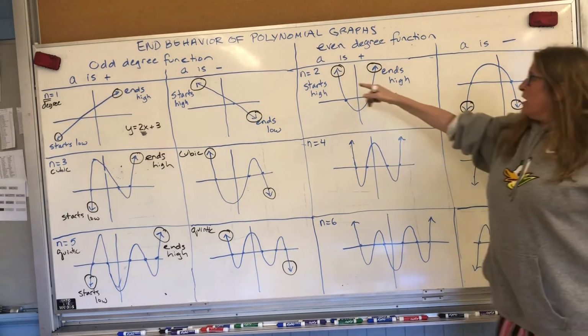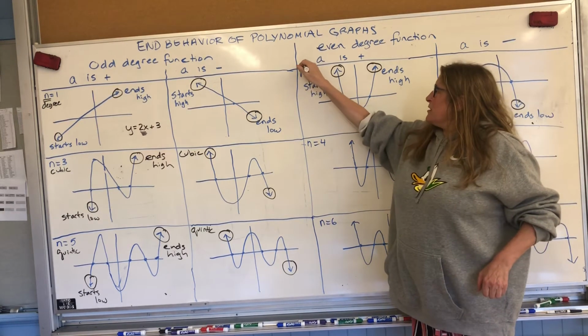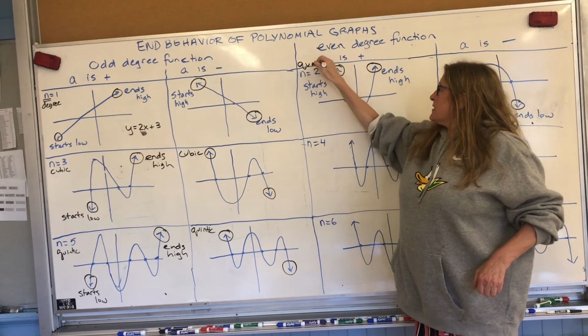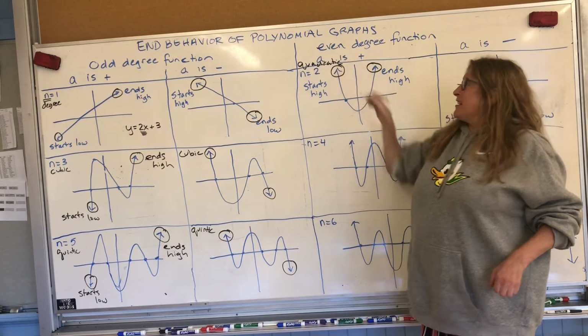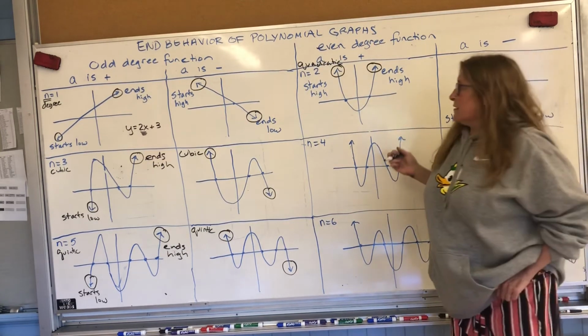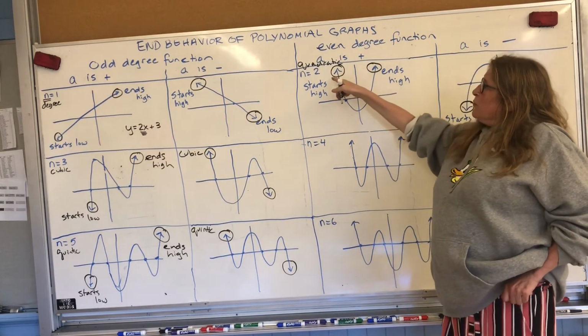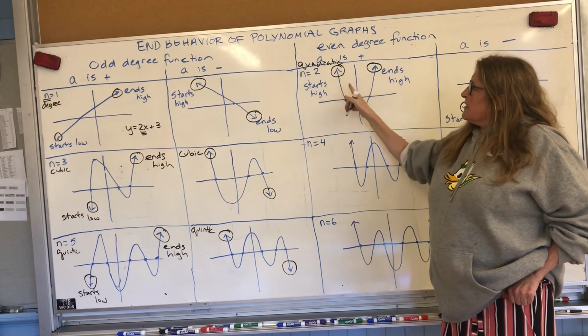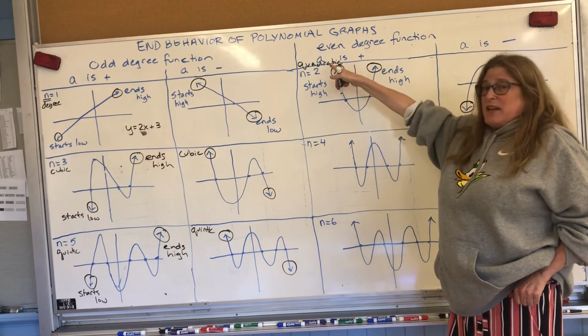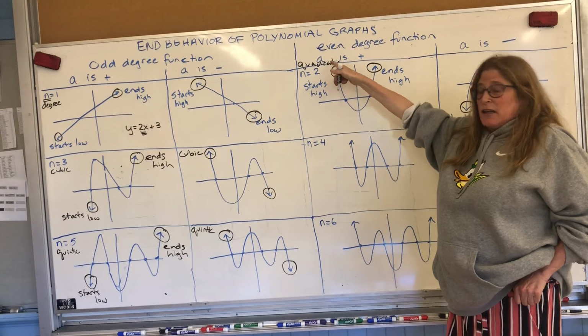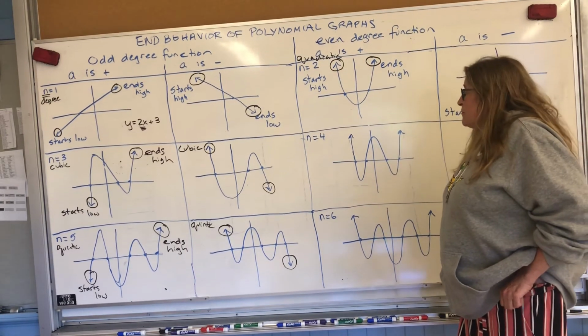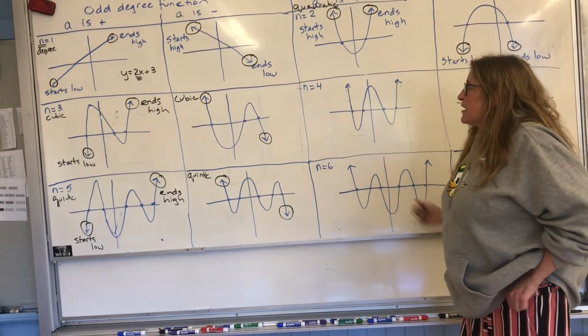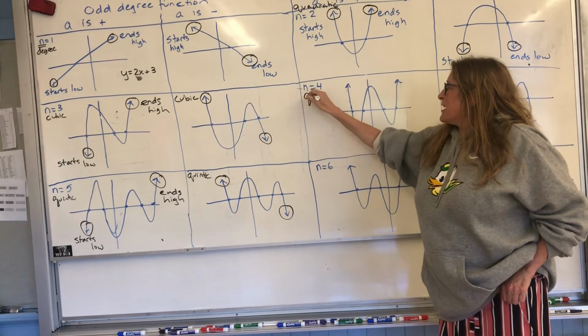So a parabola is a degree of 2. This is a quadratic, right guys? We did a lot of graphing. We're still doing graphing of these. So I can assume that just like a parabola, it starts high and ends high when I have an a value that's positive. I can then make the assumption that any even degree function, so this one's a quartic, right?